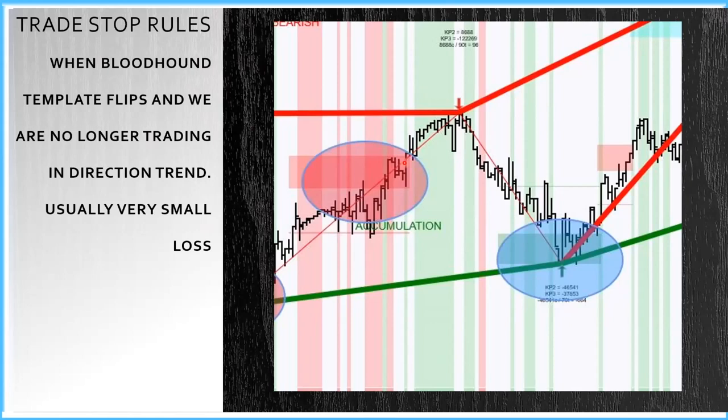And trust me, I've seen this enough. And the whole point about this is stuff that can be back tested. We can go back and look at how not a good idea it is to stay in once we've entered a trade, but Bloodhound flips and tells us something different.